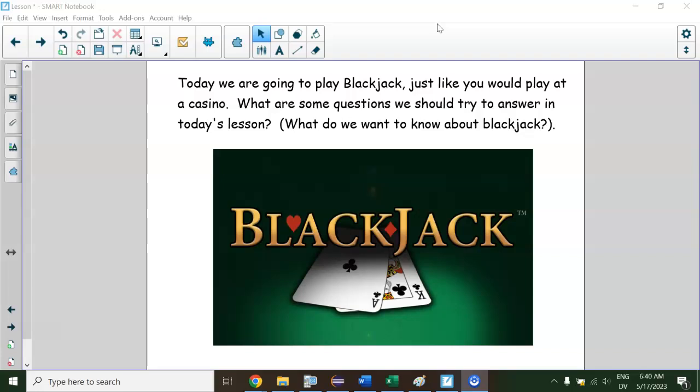All right, hopefully you had a chance to think about that. To me, the big question is how does it work? How does the math work? Does the player actually have a chance to win over time, or are the odds always in favor of the casino? Basically, how does all the math and the money of it work?